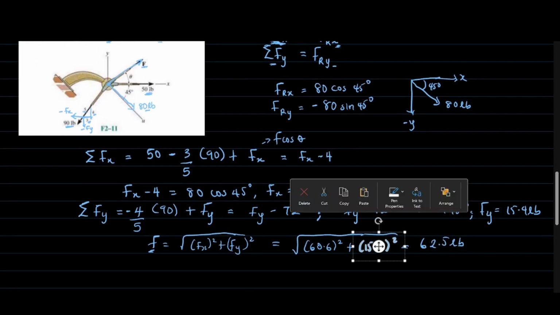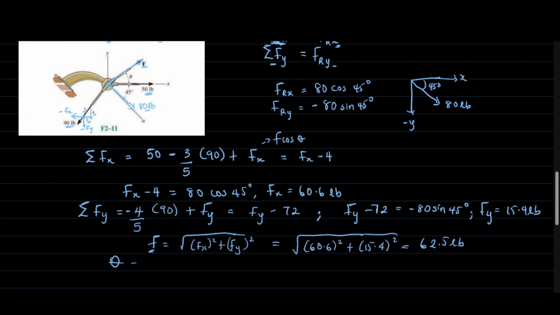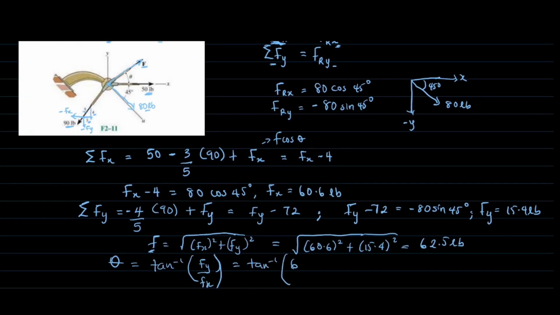Now I'm going to scroll down a bit. For theta, theta is simply going to be tan inverse of Fy over Fx, which is tan inverse of 15.4 over 60.6. Our answer is going to be 14 degrees. So we're able to get the magnitude of F and its direction theta.